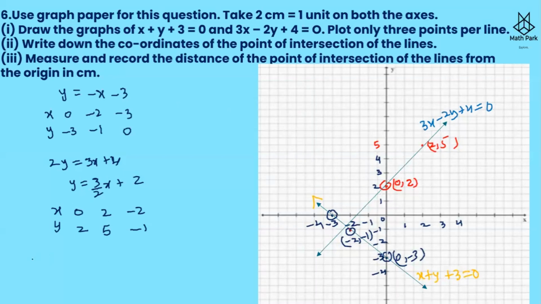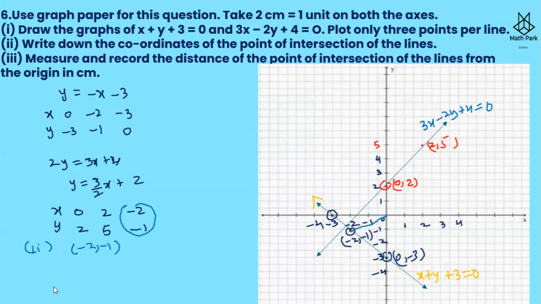So the answer for the second part, the coordinates of the point of intersection are -2, -1. Then measure and record the distance of the point of intersection from the origin in centimeter. Okay, now this is the point and we need to find this distance. This is the distance to be found out. So let us use the distance formula.